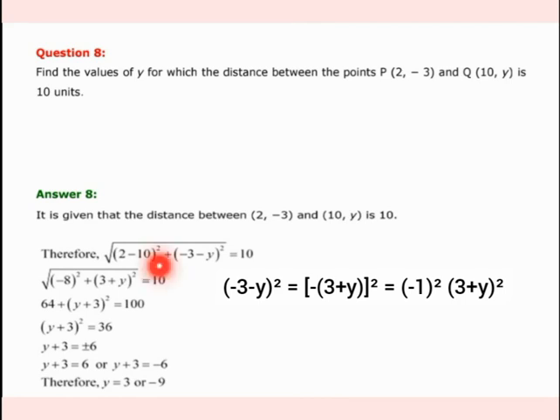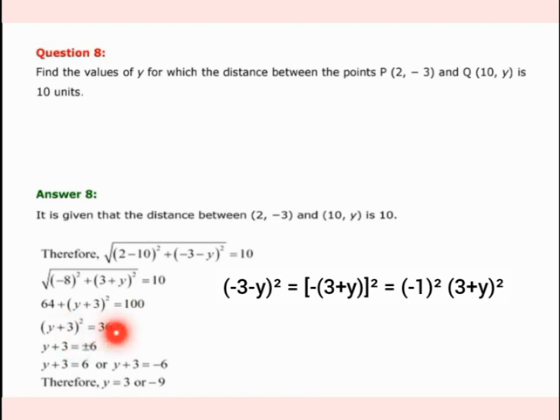Take minus sign common. We will get (minus 3 plus y) whole square. It can be written as (minus 1) square and (3 plus y) whole square. Minus 1 square is 1 and (3 plus y) whole square. It will become (y plus 3) whole square after taking minus sign common. Shift 64 on the right hand side. 100 minus 64 is 36.